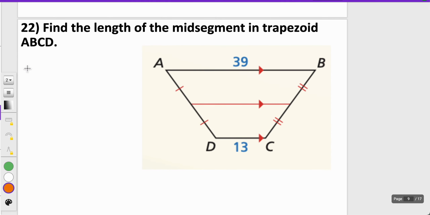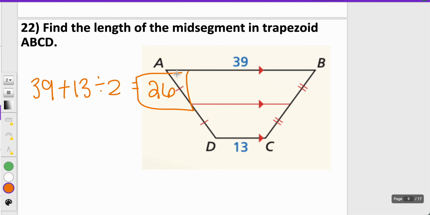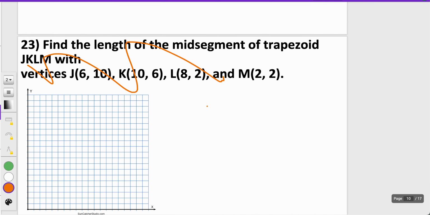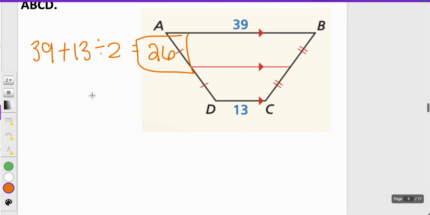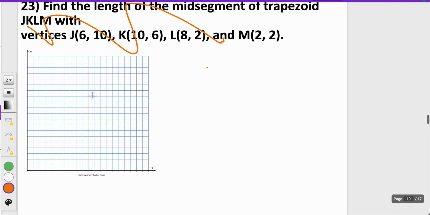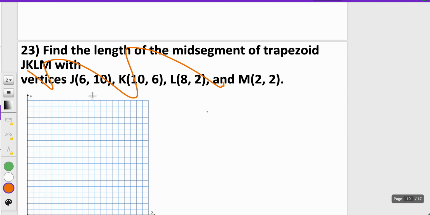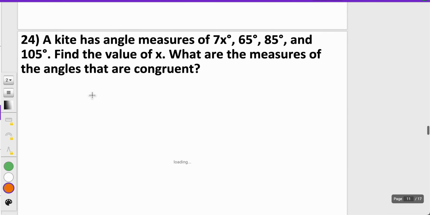22, find the length of the midsegment. What we do here is we just add our two bases together and then divide by 2. We're going to get 26. We're skipping over number 23. This one I don't have for you on your quiz. You're just going to be able to find a midsegment from the shape already given to you, not trying to graph it. Okay, but you can still do it the same way. Find your bases, add them together, divide by 2 to find your midsegment.